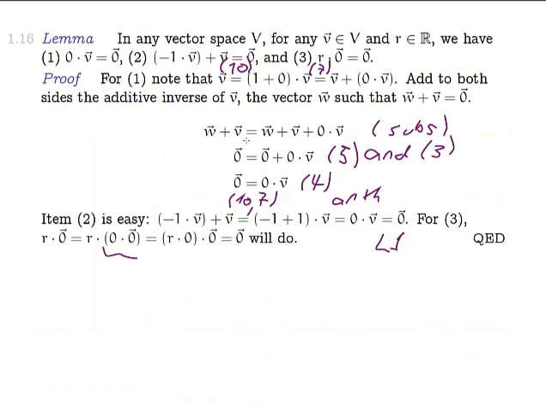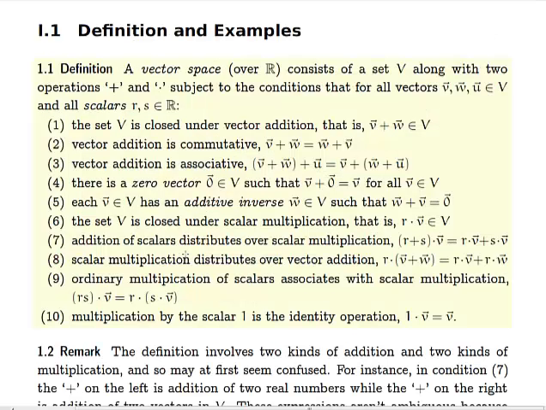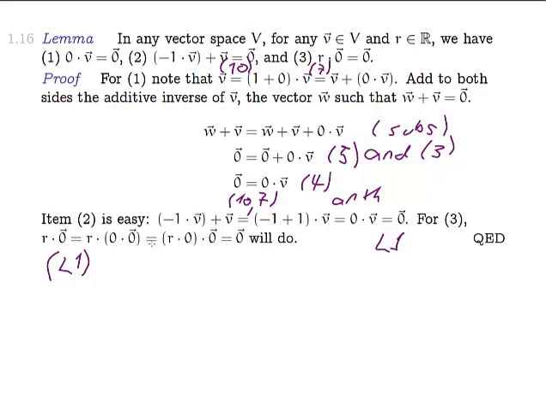What we're using is lemma 1 again. Lemma 1 says that 0 times any vector is equal to 0. So in particular, 0 times the 0 vector is equal to 0. So this equality follows from lemma 1. Okay. Now from here to here, we're just using associative property of multiplication. That's property 9. So we are just using the properties that we have proven already.